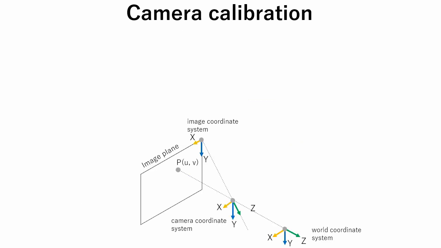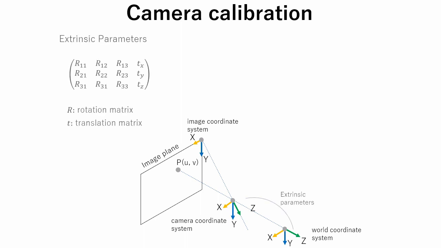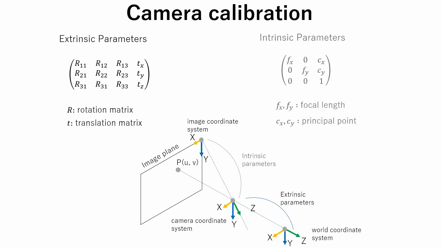Other than distortion coefficients, we also have to know extrinsic and intrinsic camera parameters. The extrinsic matrix is a transformation matrix from the world coordinate system to the camera coordinate system. R is the rotation matrix, which represents how much the camera has rotated as compared to the world coordinate system. T is the translation matrix, representing camera displacement from the world coordinate system origin. The intrinsic matrix represents the internal parameters of a camera. It is used to convert points from the camera coordinate system to the pixel coordinate system.